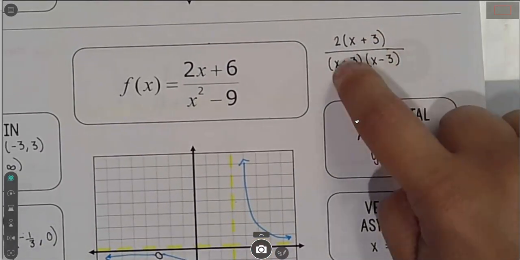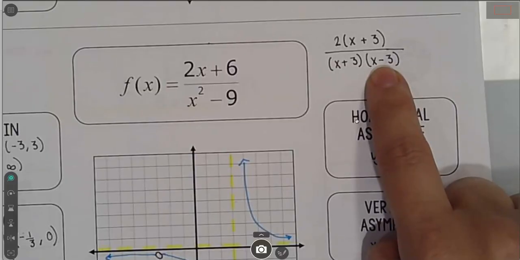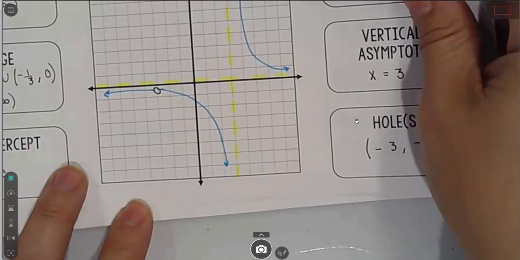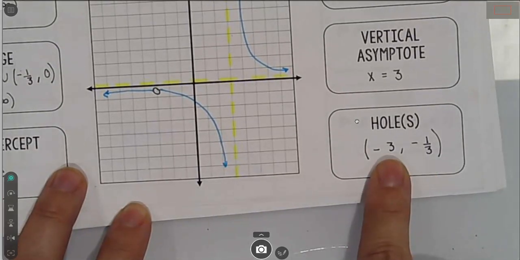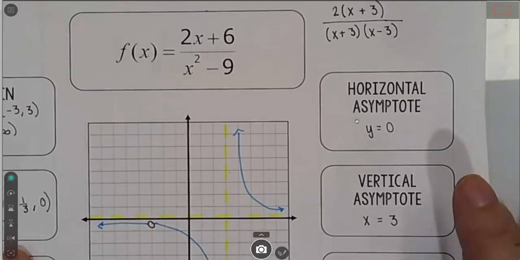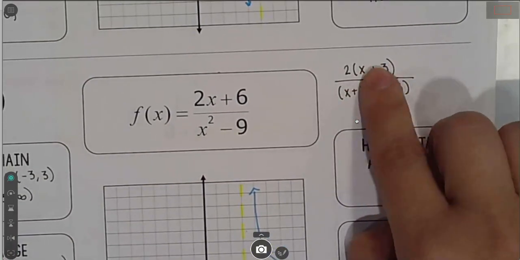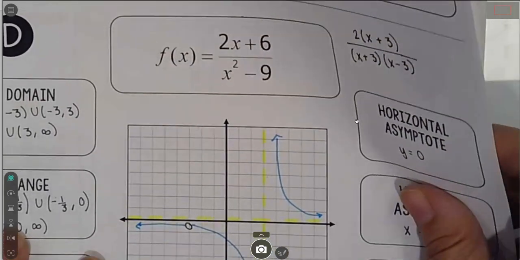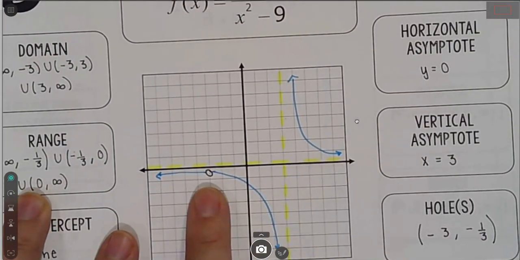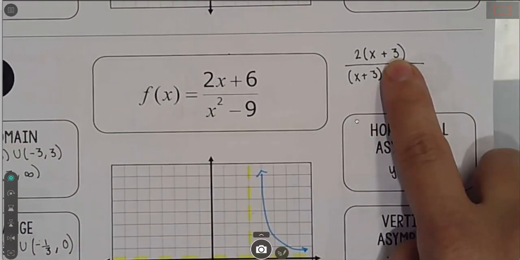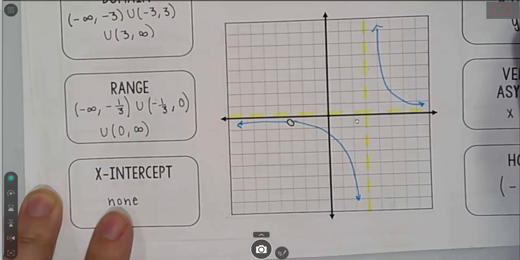Because once you cancel these out, you just have this on the bottom. You have a hole at x equals -3. And you can figure out what y would equal if you plug in -3 after canceling out the common factor. You end up with -1/3. So you know in the graph there's a hole at -3, -1/3. This is going to cancel out, so there is no x-intercept.